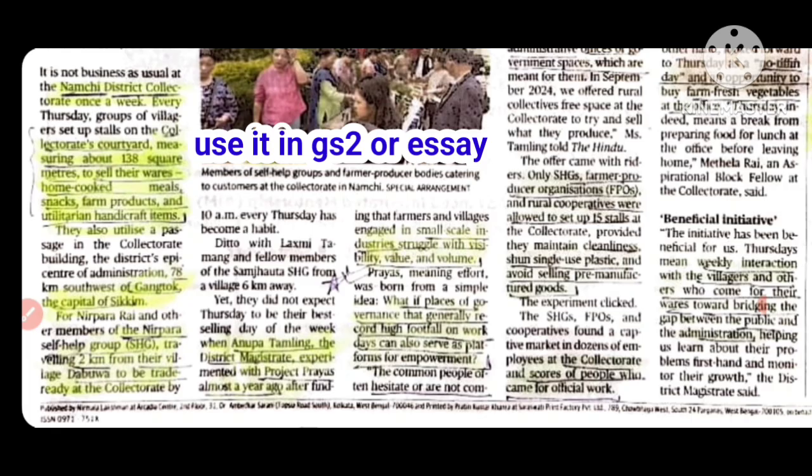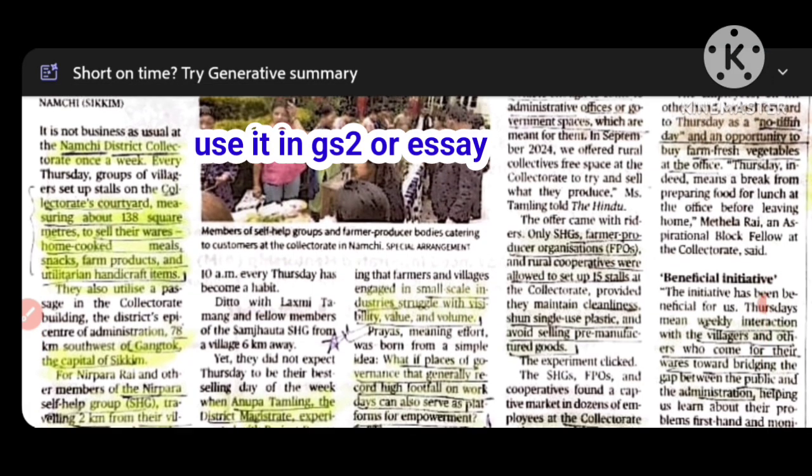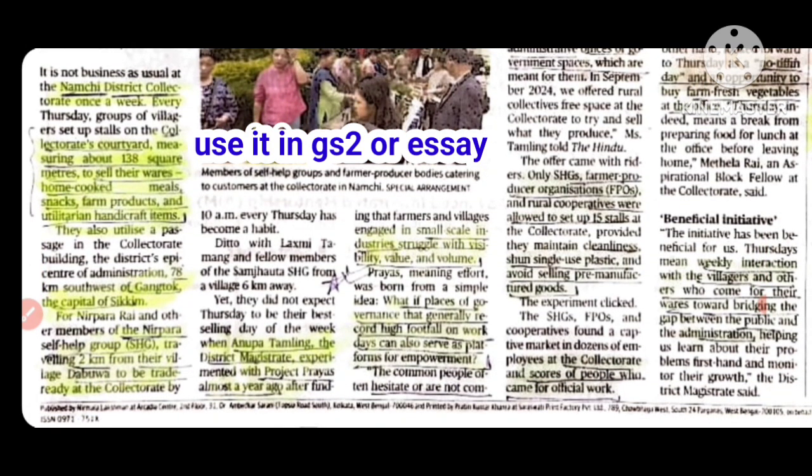And every Thursday, even the officials working over there have a no tiffin day. They buy their products and get an opportunity to get farm fresh vegetables. This way they are getting recognition and a place to sell their products, their home cooked meals, snacks, farm products, utilitarian handicraft items. And then they are getting visibility, value and volume. This is a very good initiative started by Anupa Tamling, the district magistrate, who experimented with project Prayas.